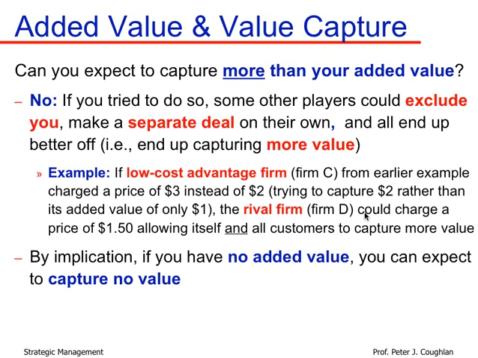And so we gave the example of that low-cost advantage firm that we just described. If they try to charge a higher price, then the rival firm could charge a price that allows them to receive a profit and gives customers more value than firm C. So you cannot capture, or try to capture, more than your added value. You can try, but you can't successfully capture more than added value. So it is true, the first part of that true-false, that you cannot expect to capture more than your added value. But what about the other side?